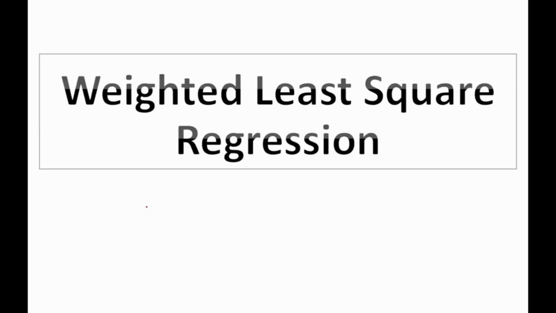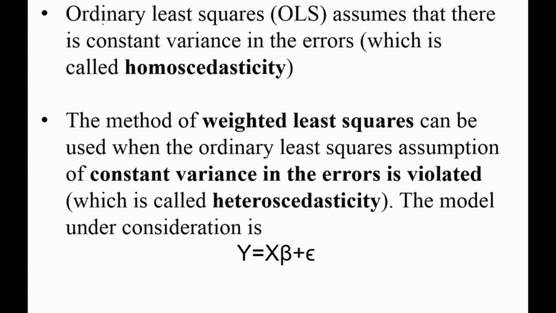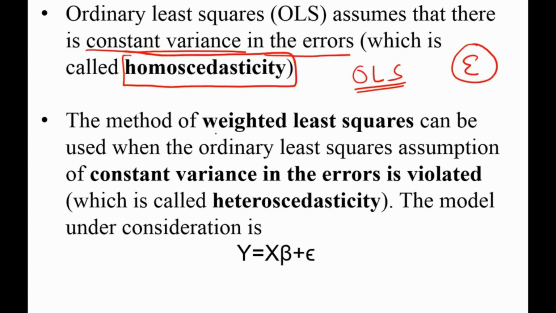Well, weighted least square is popularly known as the WLS, and the ordinary least square is known as OLS. So the ordinary least square assumes that there is constant variance in the errors. The method of weighted least square can be used when the ordinary least square assumption of constant variance in the error is violated. Okay, so this is the important point to remember. So you can use WLS in place of OLS when the constant variance assumption is violated.